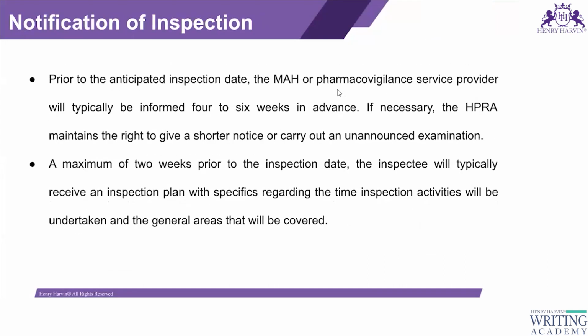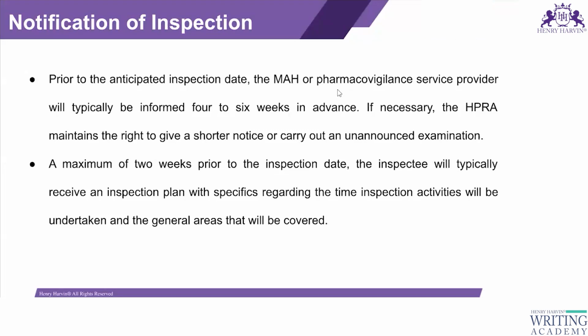Then, notification for inspection. Prior to the anticipated inspection date, the MAH or pharmacovigilance service provider will typically be informed 4 to 6 weeks in advance, if necessary. The HPRA maintains the right to give a shorter notice to carry out an unannounced examination.